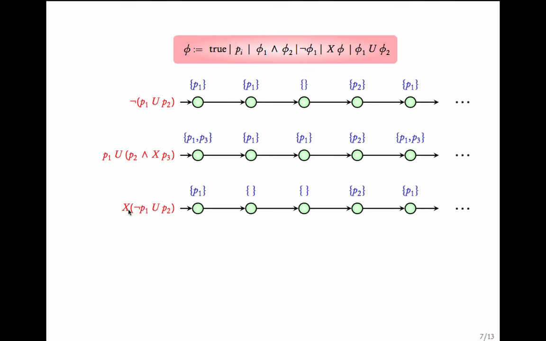What about this? This says that X of not P1 until P2. Let's see, from this step, not P1 until P2 should be true. Look at this. From here, look at the point where P2 becomes true. Here is the point where P2 becomes true. And till that time, P1 is not true. So, this word satisfies X of not of P1 until P2.